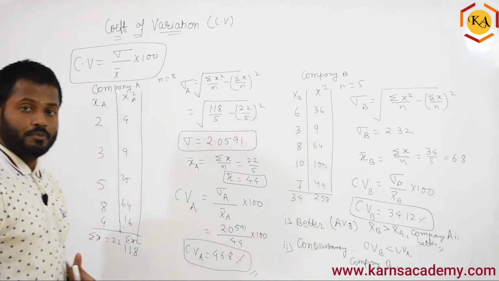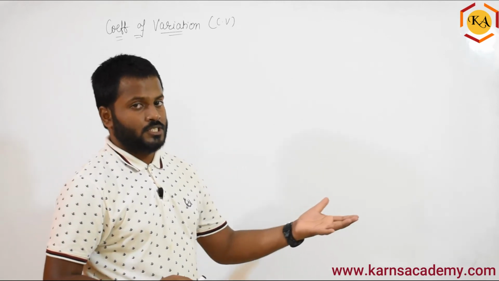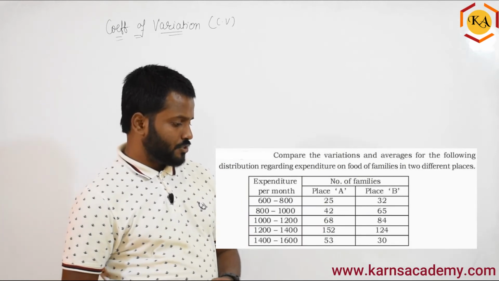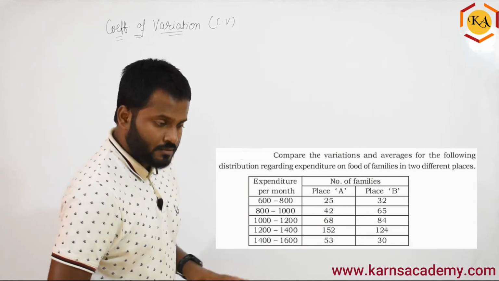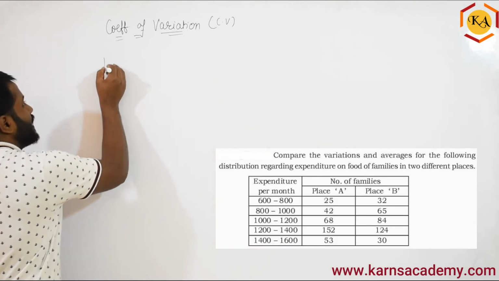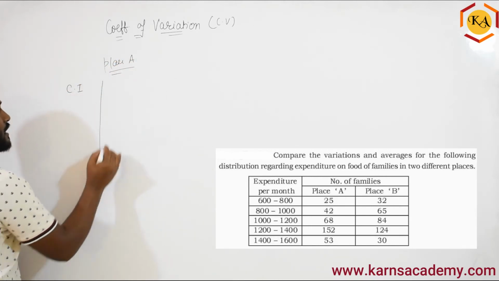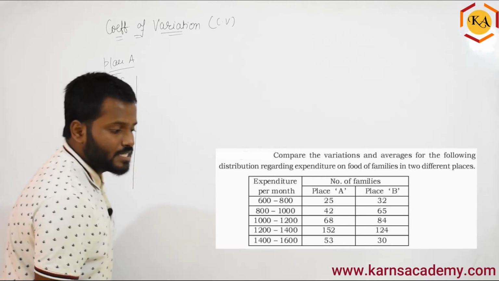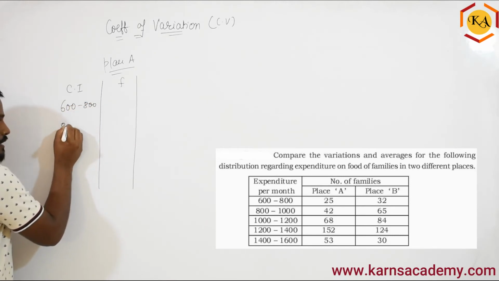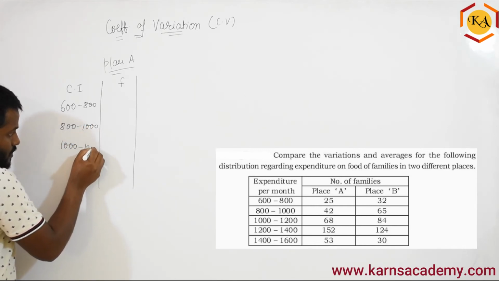Pause the video, make a note of it. Let's solve one more problem, which is grouped data under the coefficient of variation, displayed on your screen. You can see that the company computes the coefficient of variation, the average distribution curvature. They have given the class interval and place A and place B. When you solve for place A, you take the class interval they have given, and you consider the frequency for place A. For example, they have given 600 to 800, 800 to 1000, 1000 to 1200, and so on.